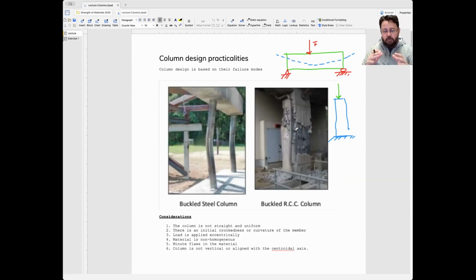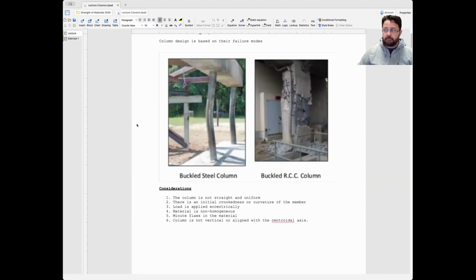So we know that columns might fail by buckling or by crushing. Crushing is where it just destroys the section. So okay, let's make some considerations. The first one they're going to make is that they fail because the column is not straight or uniform. You see? So if the load is, again, let's draw it.